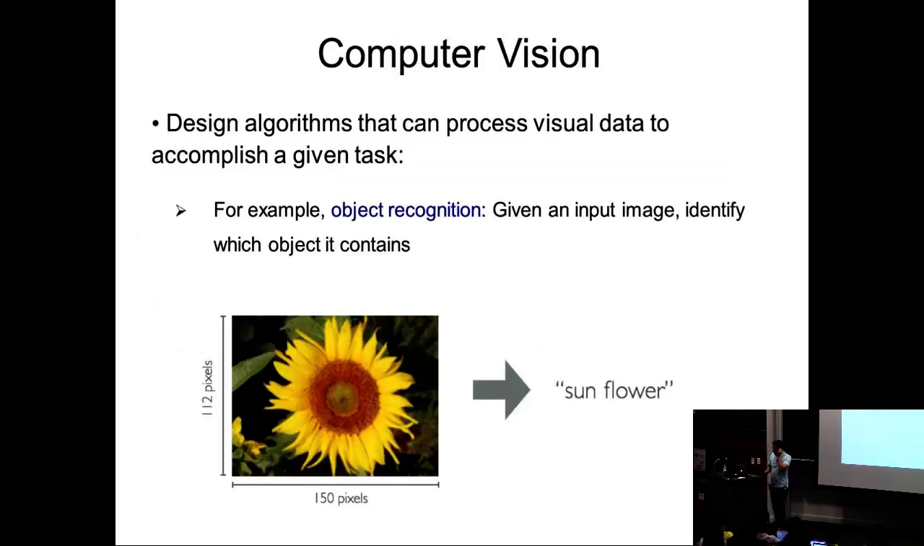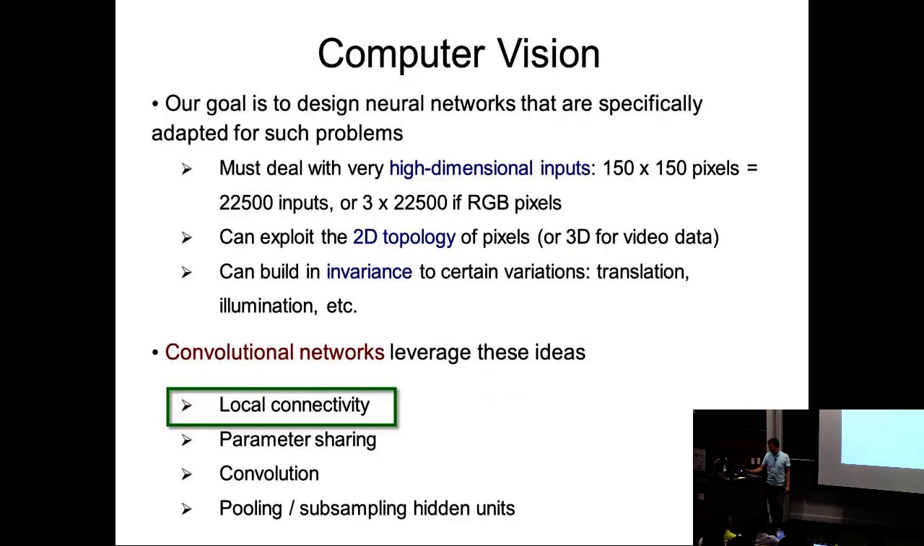Okay, so what is computer vision? You want to design algorithms that process visual data to accomplish a particular task, right? So for example, in object recognition, what we're trying to do is take a high-dimensional image and classify it, or specify which object it contains. So the goal for this class is going to be to look at or design these neural networks that are specifically adapted for these problems.